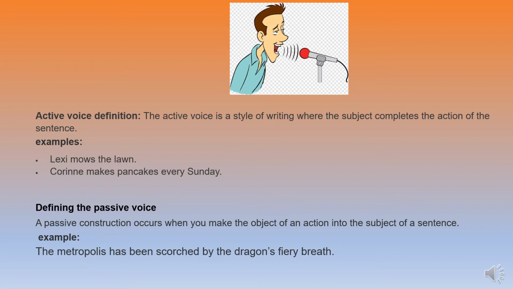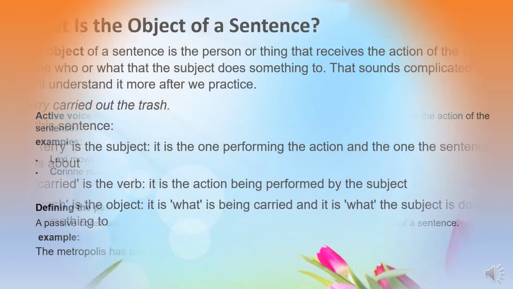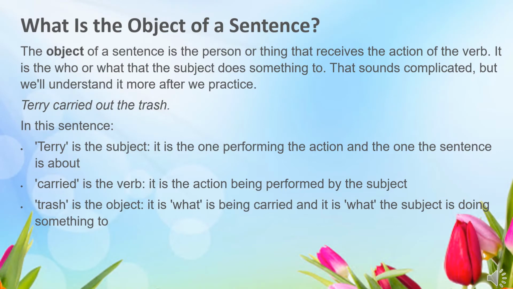A passive construction occurs when you make the object of an action into the subject of a sentence. Example, the metropolis has been scorched by the dragon's fiery breath. The subject in the active voice moves to the object position in the passive and is called the agent. The active verb is replaced with the passive verb.